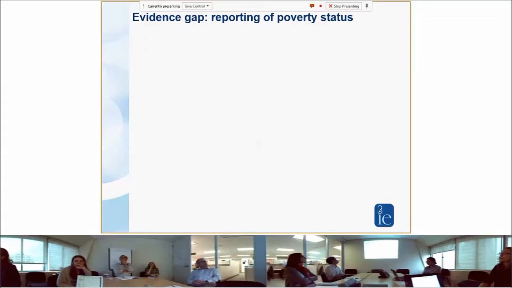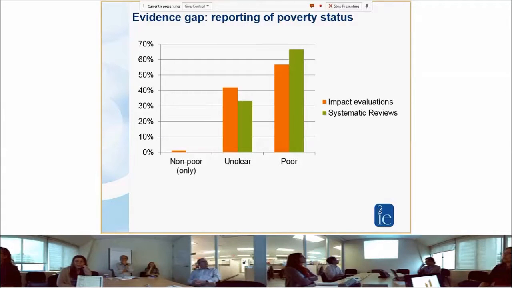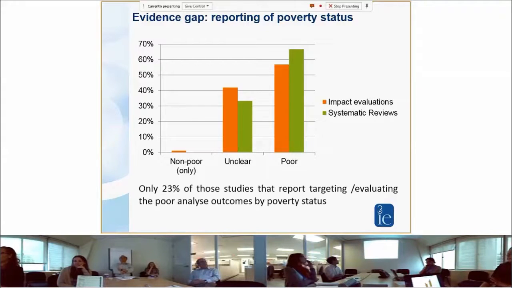Some of the most interesting findings for me from the evidence gap map was the status of the evidence on the poor. So of these almost 250 impact evaluations and 24 systematic reviews, just above a half actually tell you that they're evaluating the poor. The others, you have no idea whether the people they're evaluating are defined in any way as being poor. Of these studies, only under a quarter actually do then analysis by poverty status. So that's 1/8 of the entire evidence base that bothers to do analysis by poverty status.